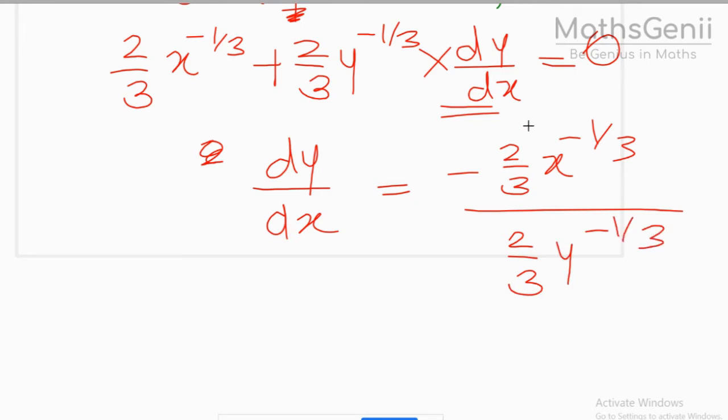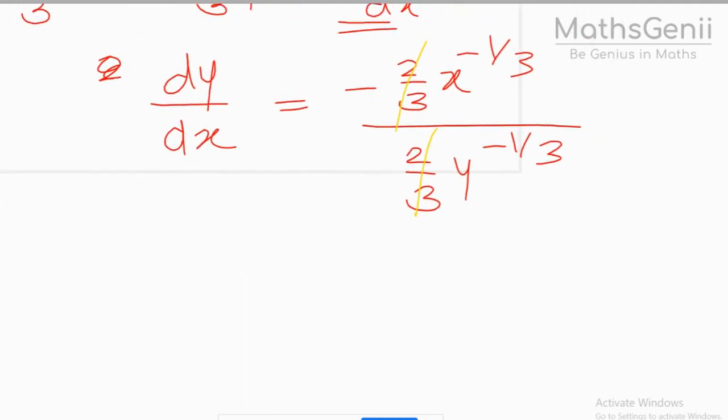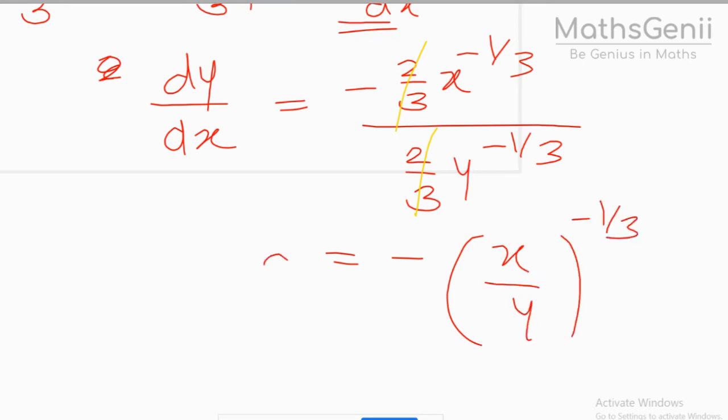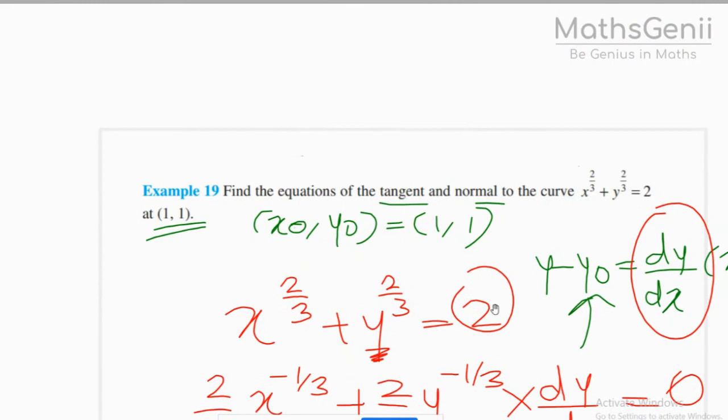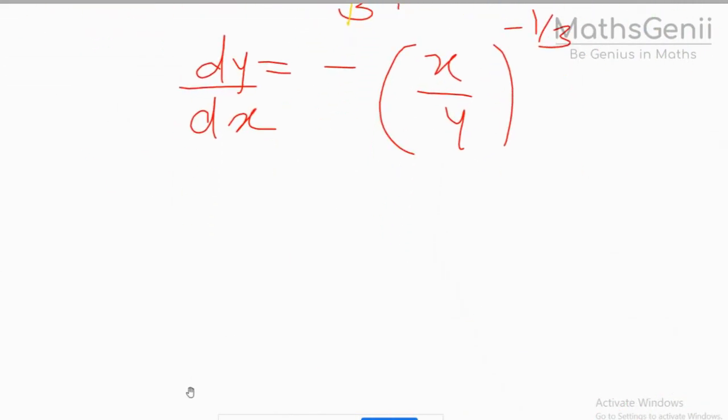Now I can cancel this 2 by 3, 2 by 3 common, and I can also say that minus sign x upon y, and both these powers I'm just taking a common power. So you got dy by dx. You have the values of x and y in the question, 1 comma 1. X is also 1 and y is also 1. Let me just substitute.